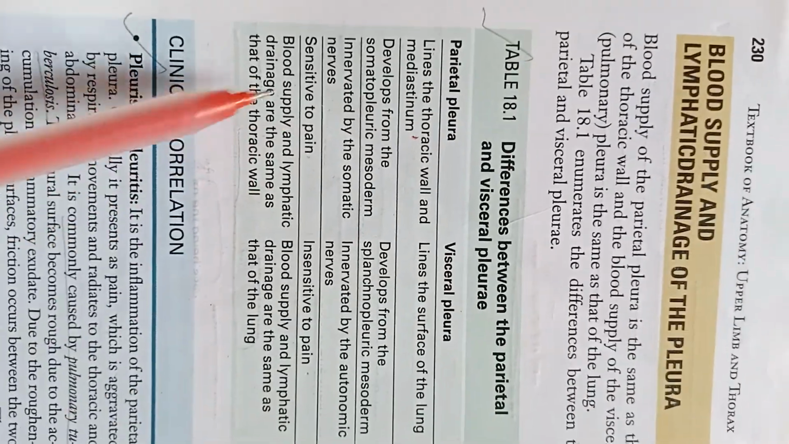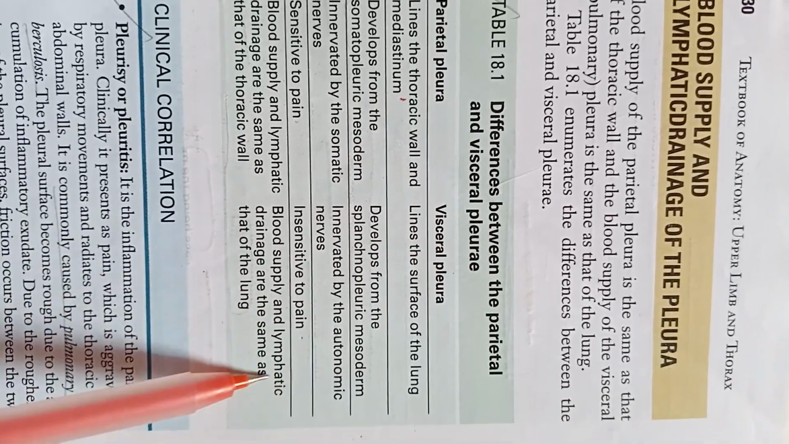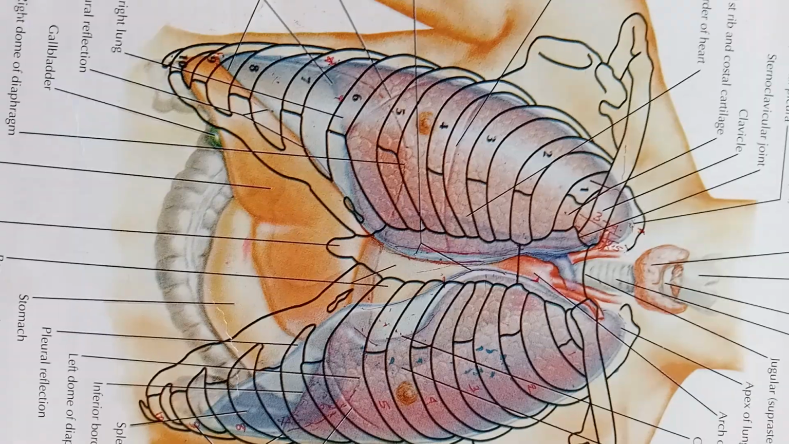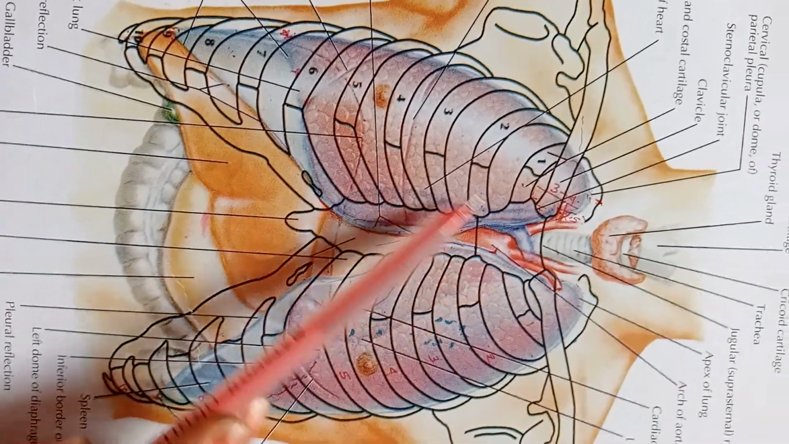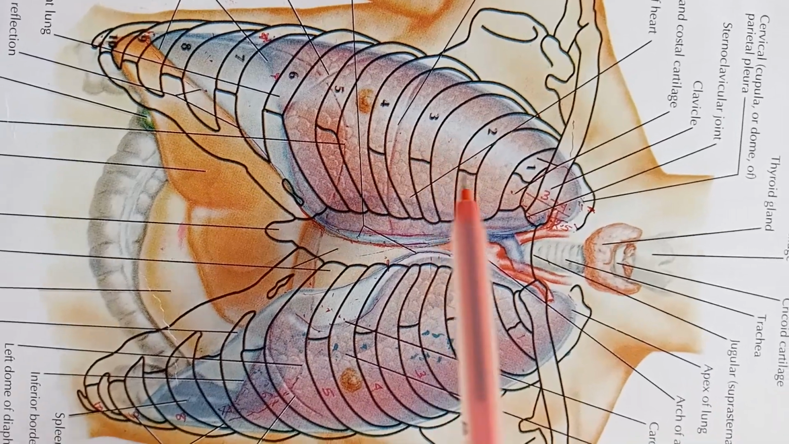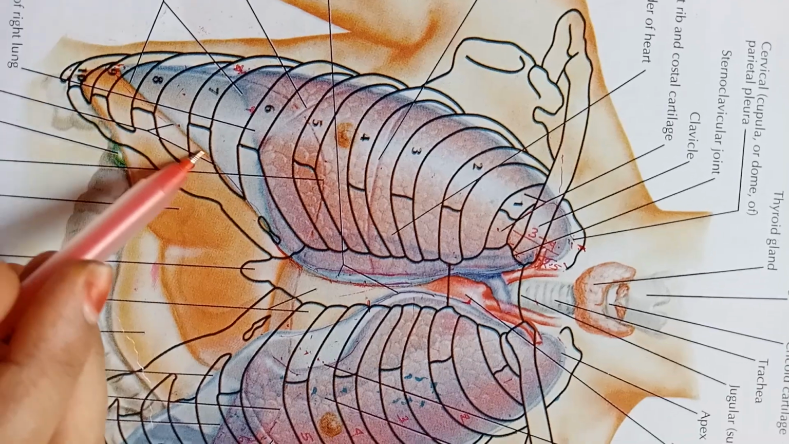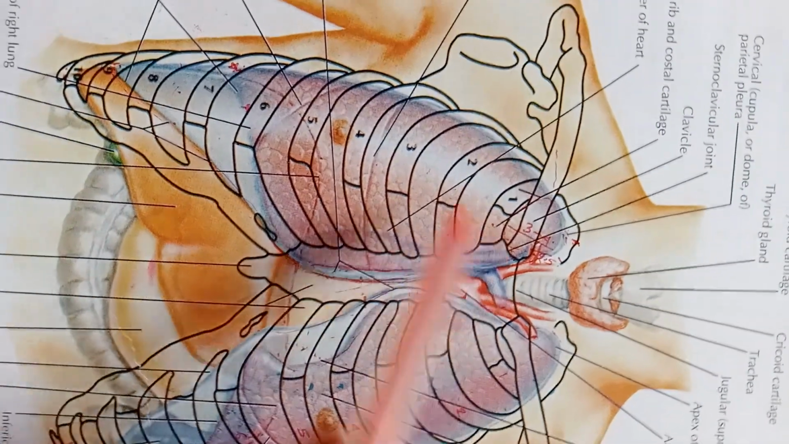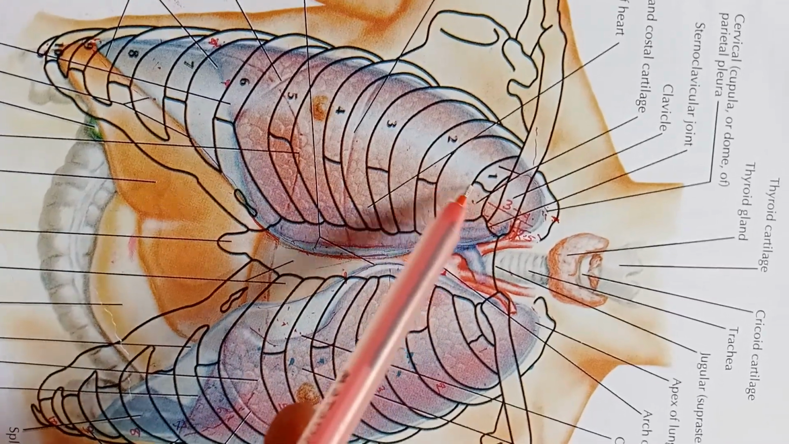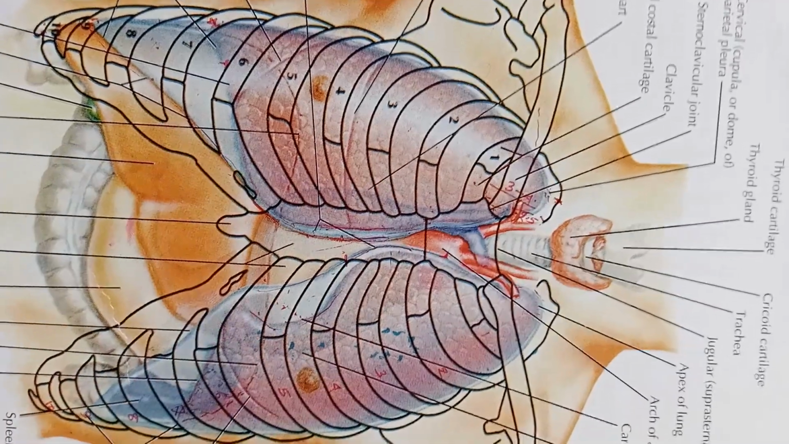The parietal pleura is the same as that of the thoracic wall, and the visceral pleura is the same as that of the lungs or viscera. So the nerve supply of the parietal pleura is somatic nerve, and then we can see here the costal pleura and the peripheral part of the diaphragmatic pleura. Okay, this is supplied by the intercostal nerve. As this lies towards the intercostal spaces, these are supplied by the intercostal nerve.